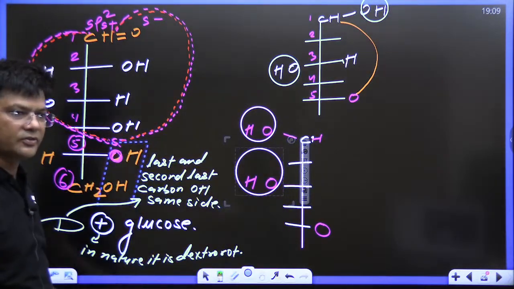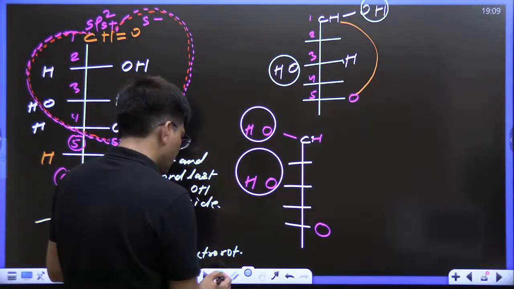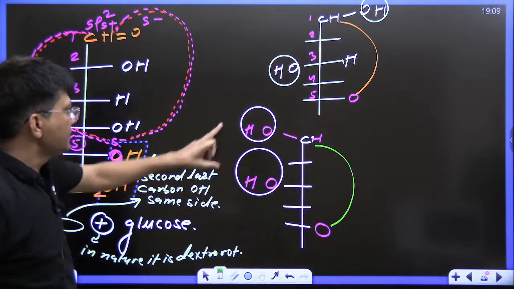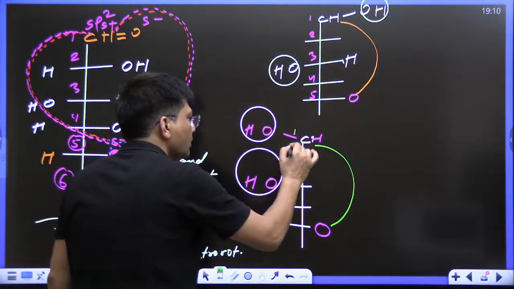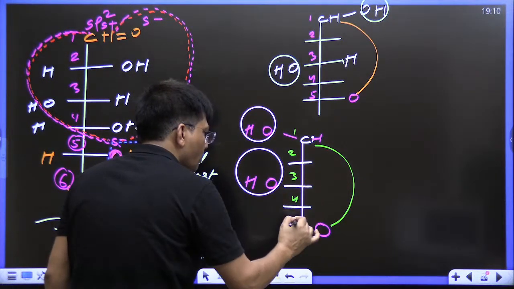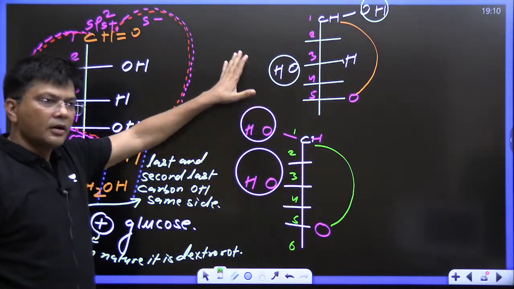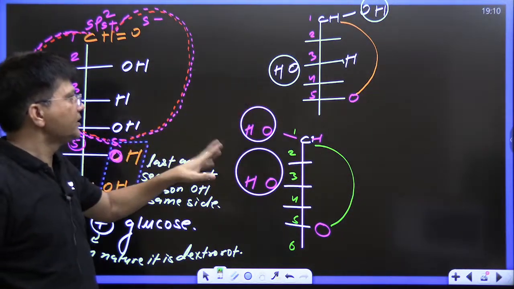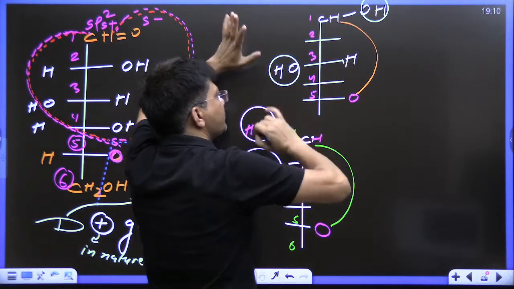So is there any difference between the first compound and the second compound? Let me form the ring. The ring is like this. These two OH are on the same side. These two OH are on different sides. 1, 2, 3, 4, 5, and 6th. Rest of the atoms I will complete later on, but see the difference when the first and third carbon OH are on different sides.